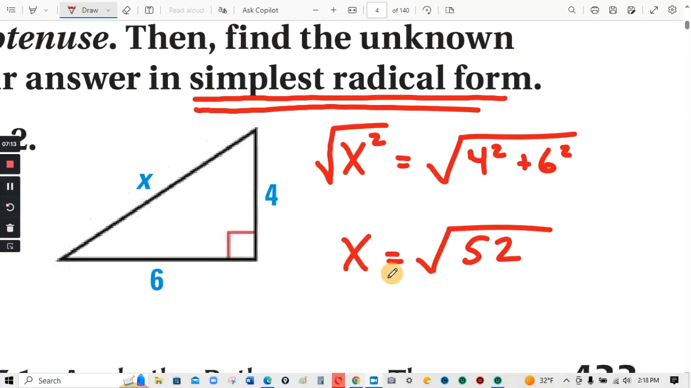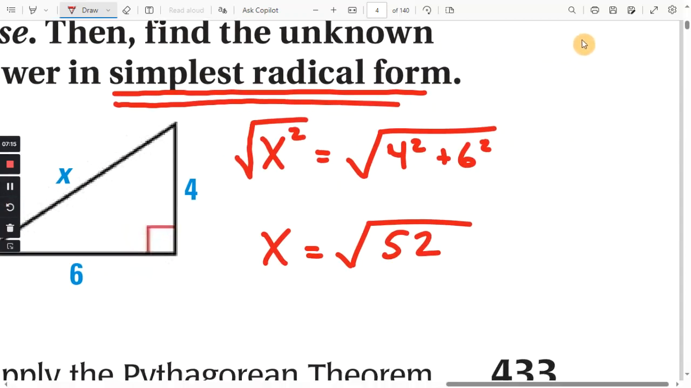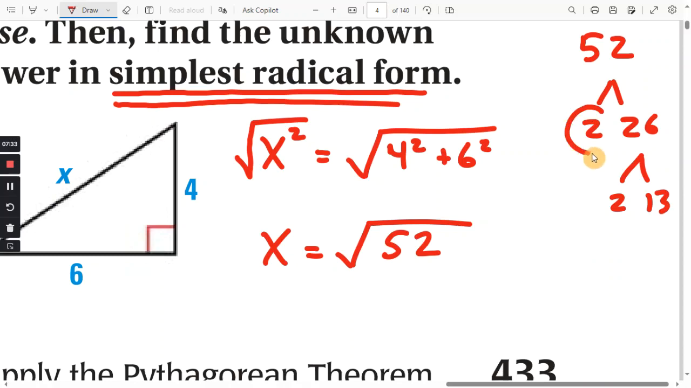Okay, if you write out the factors of 52, that's an even number, so I'm going to divide by 2. 2 into 52 is 26. That's an even number, so I'm going to divide by 2 again. 26 divided by 2 is 13. You circle the primes. Okay, can't break up 2, 2, or 13.